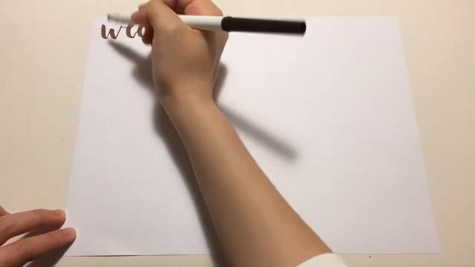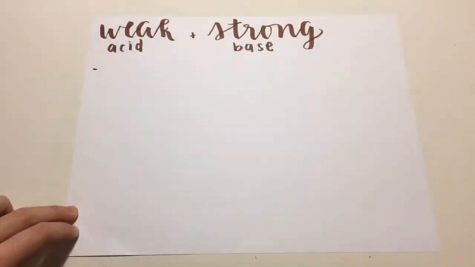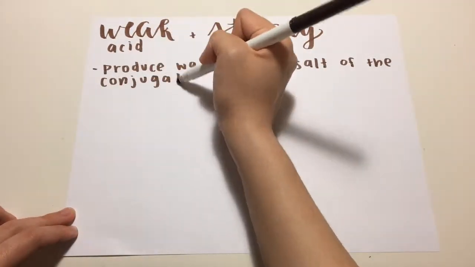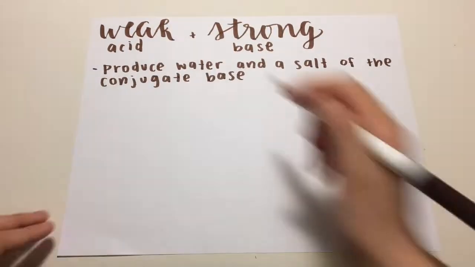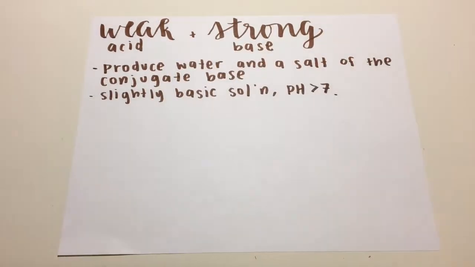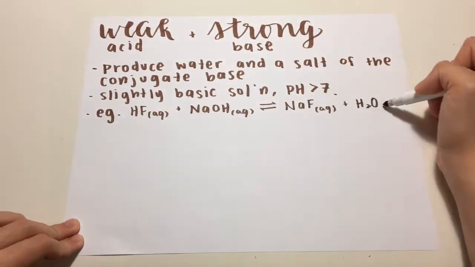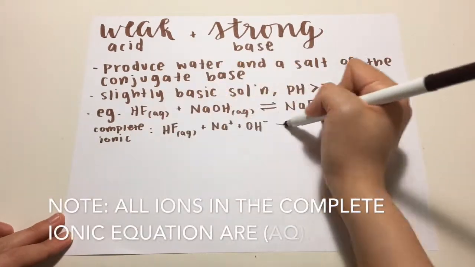Next is weak acid plus strong base. This produces water and a conjugate base salt, which will create a slightly basic solution. An example is the reaction between hydrofluoric acid and sodium hydroxide, producing sodium fluoride and water.